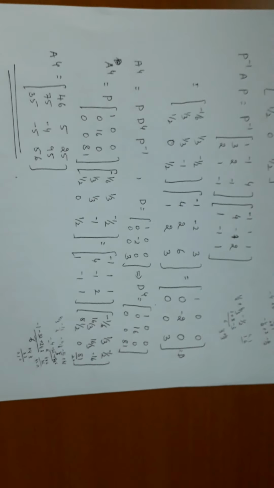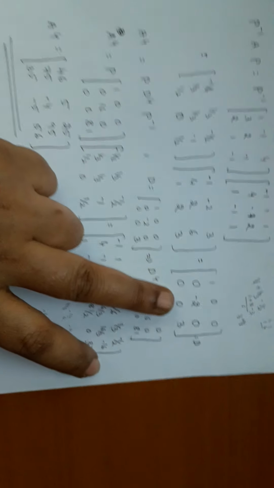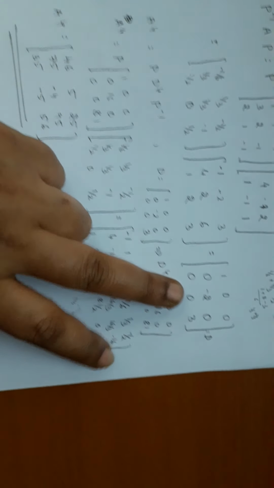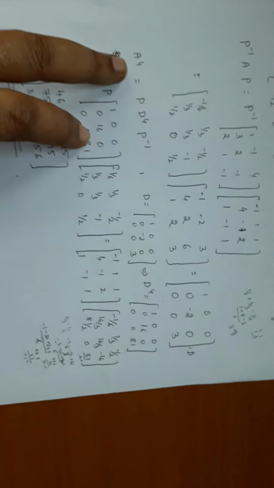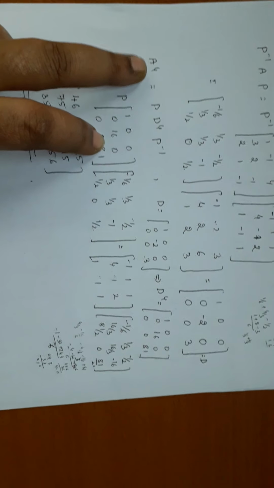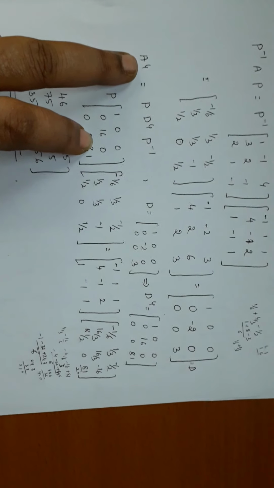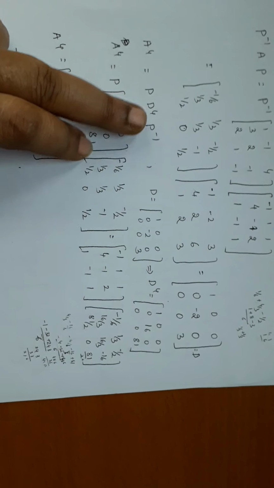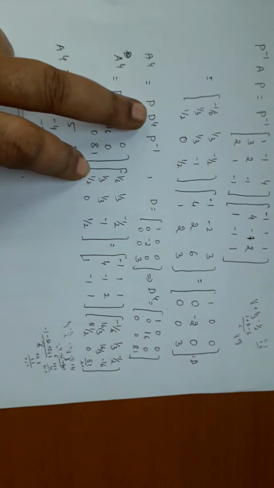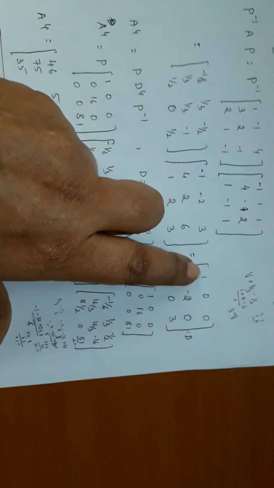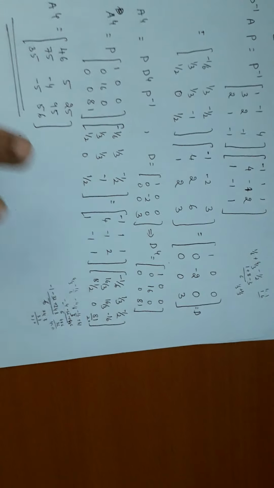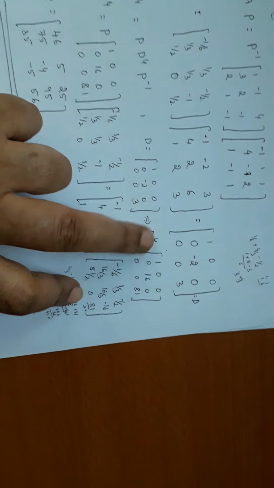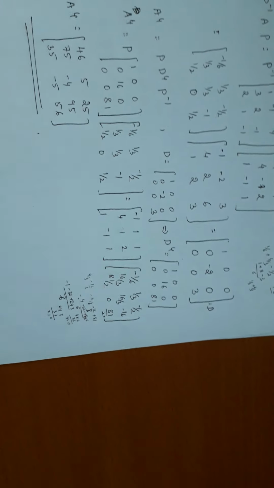Which matrix do we actually get? We get a diagonal matrix. In the diagonal are the eigenvalues of the corresponding A: 1, minus 2, 3. Now I want to find A power of 4. How to find A power of 4 in this case? P D power of 4 P inverse. Just take D power of 4, meaning 1 to the power of 4, minus 2 to the power of 4, 3 to the power of 4. That's all. You just take the power of 4 on the diagonal. That's the way to find it.